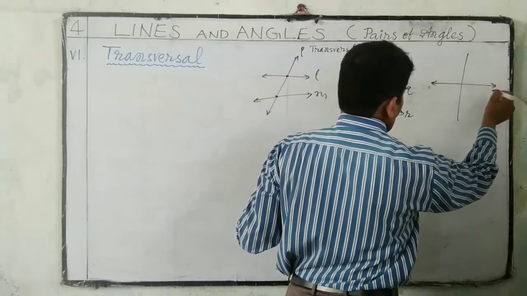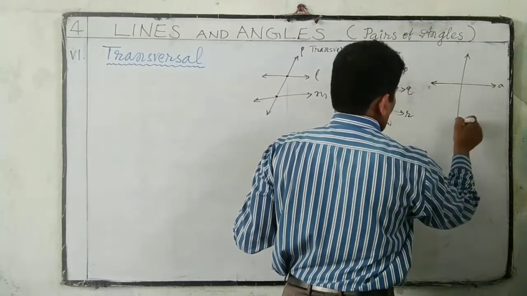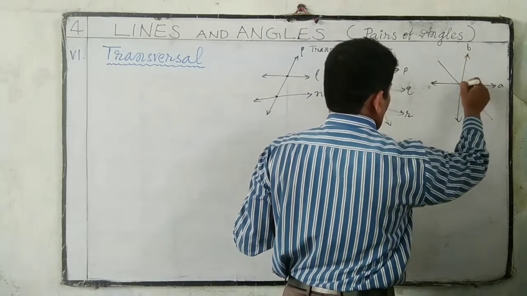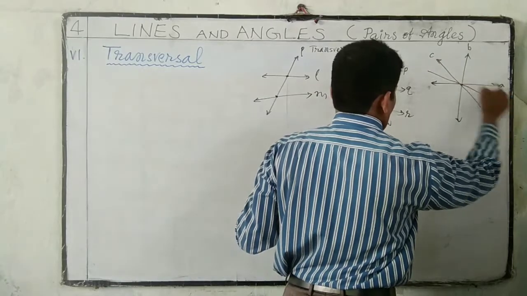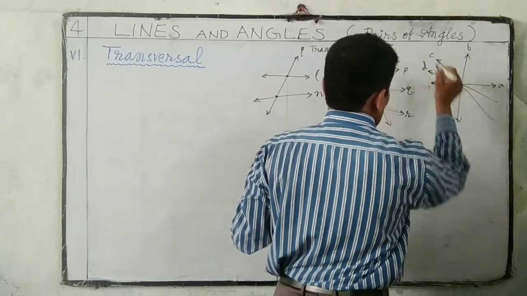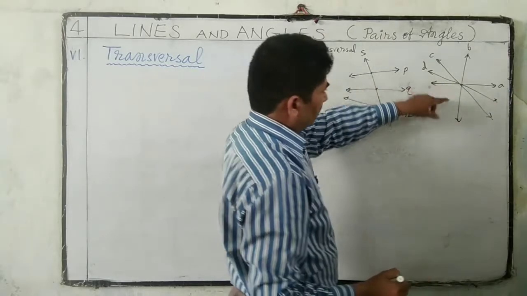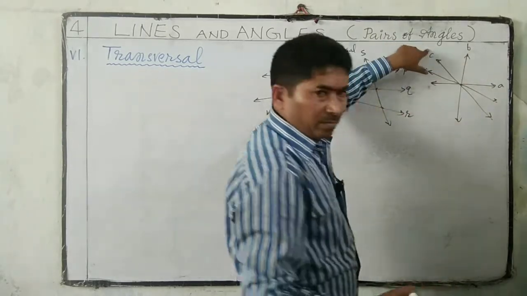This is A, B, C, D. Here we have A, B, C, 3 lines.